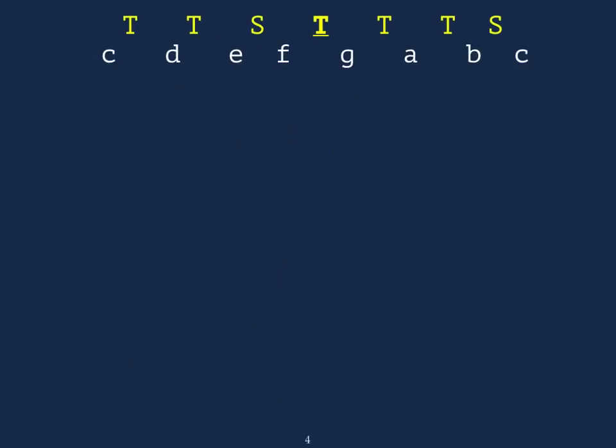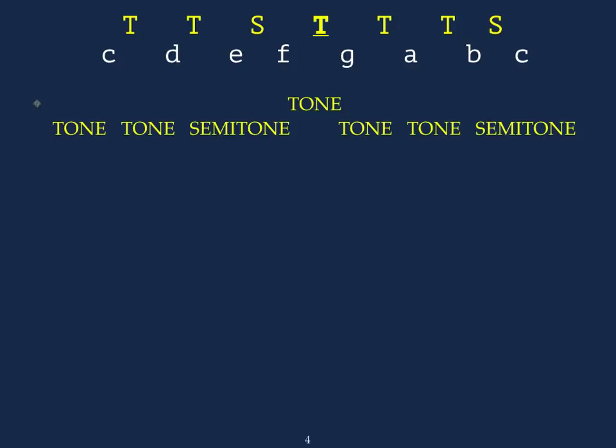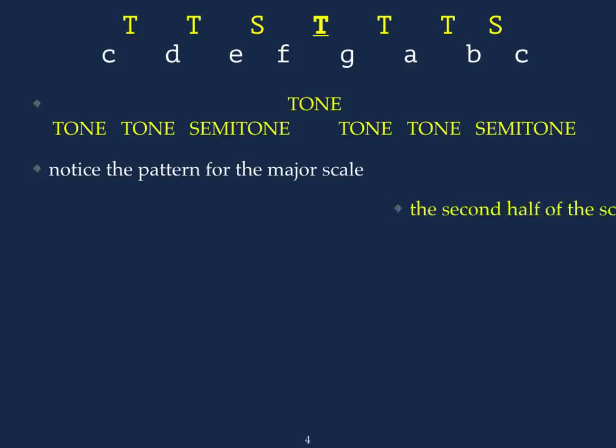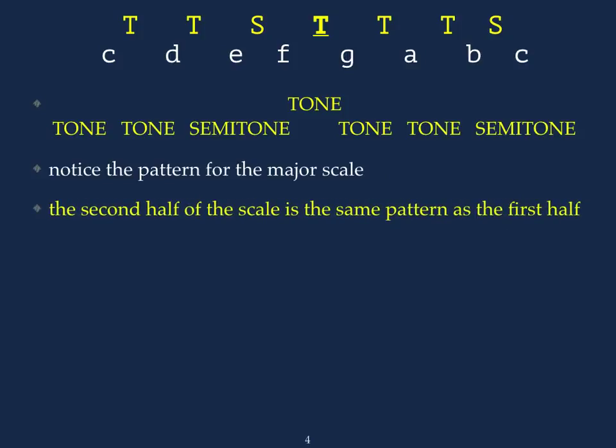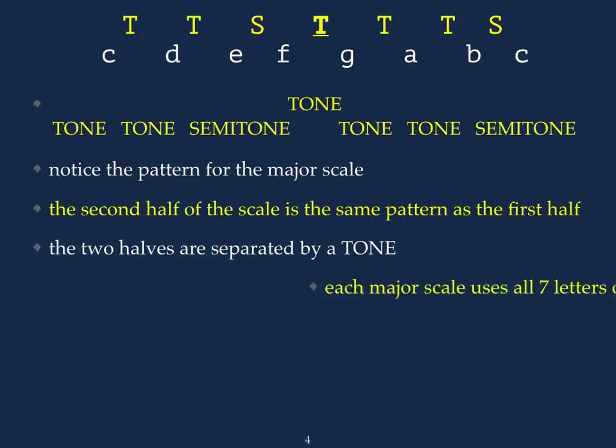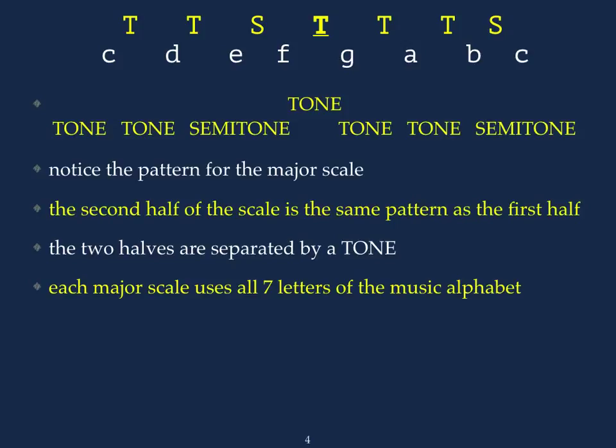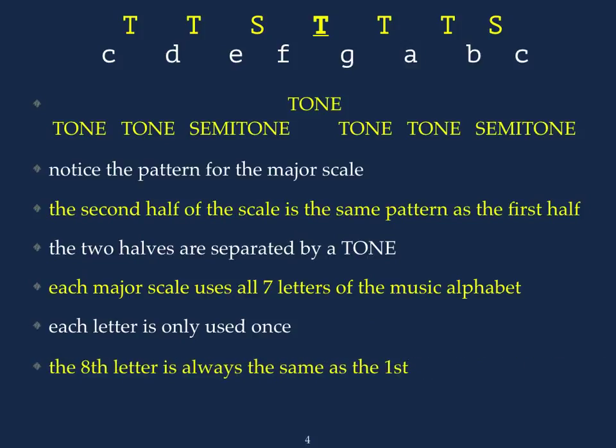First, a reminder of the major scale pattern. Here it is with reference to the C major scale. Tone, tone, semitone, split by a tone, tone, tone, semitone. Notice the pattern for this scale. The second half of the scale is the same pattern as the first half. The 2 halves are separated by a tone. Each major scale uses all 7 letters of the music alphabet. Each letter is only used once. The 8th letter is always the same as the first.